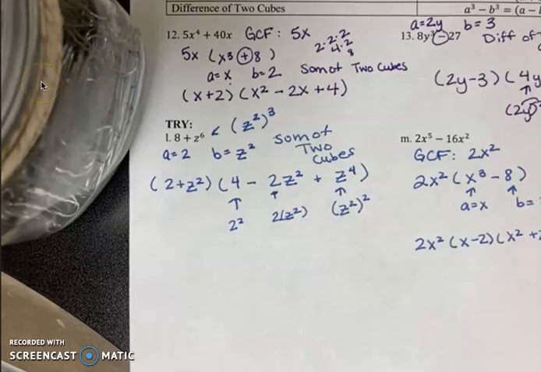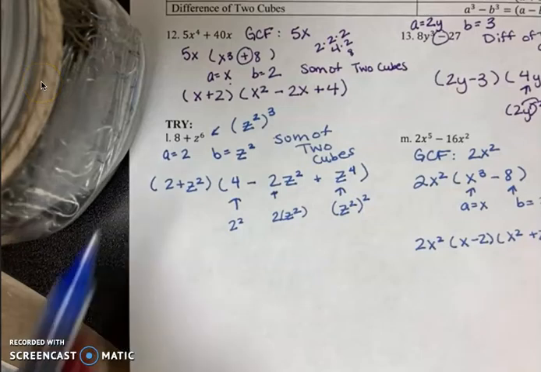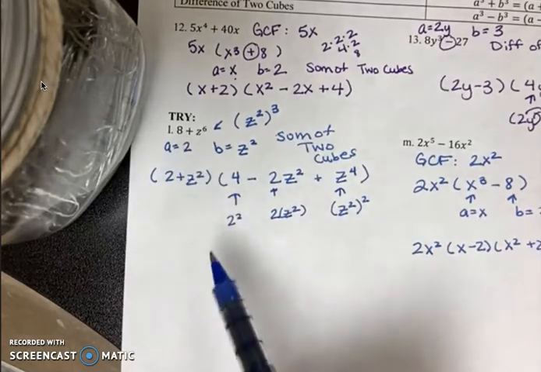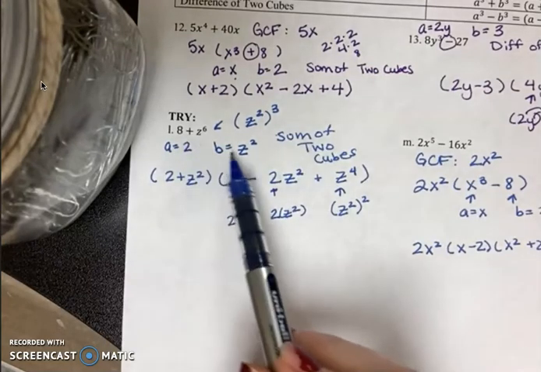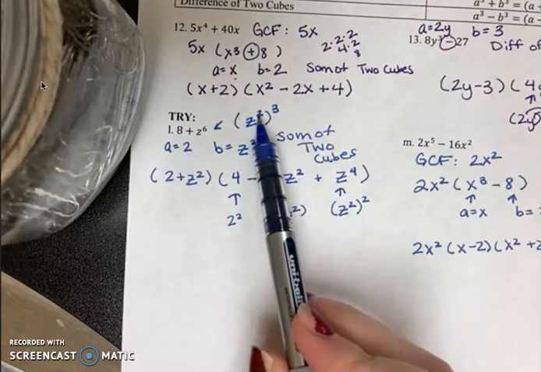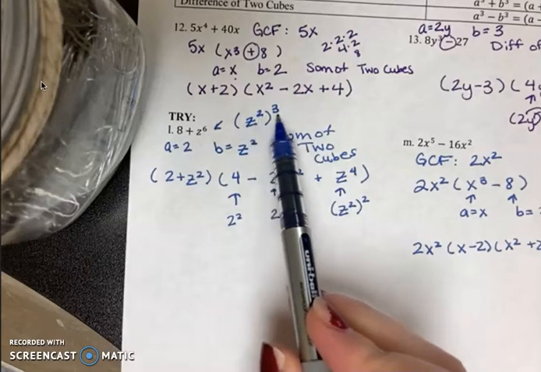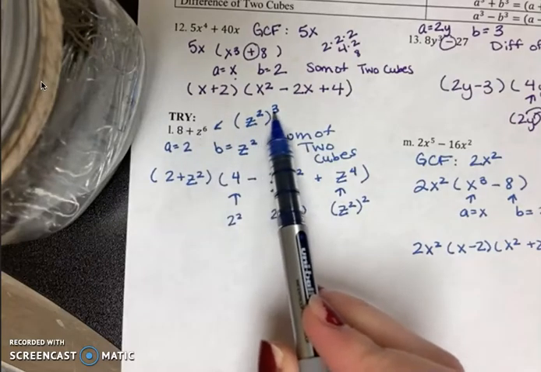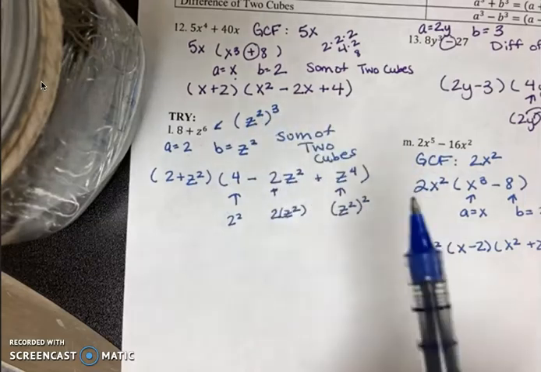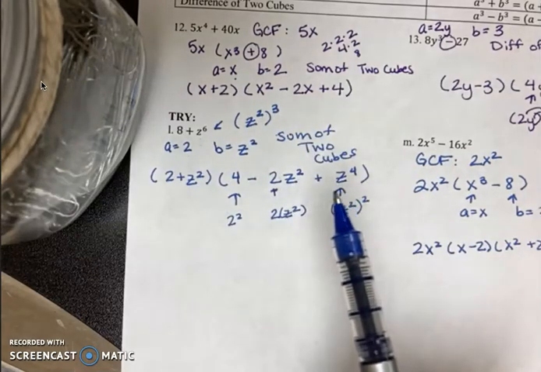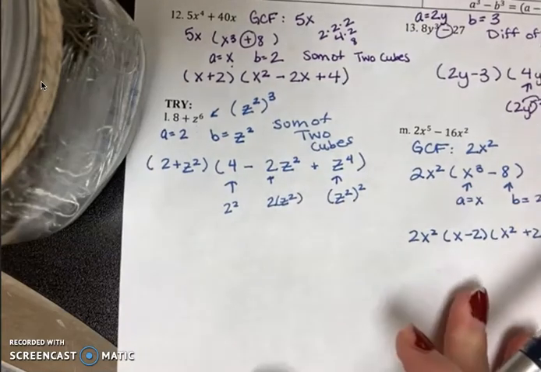Letter L was a challenge problem, if you didn't notice. That one was a little bit more tricky because A was 2, that one was easy, but B would have been Z squared, because Z squared being cubed would give me Z to the 6th power. When we have a power to a power like this, we multiply. This is an Algebra 1 rule that you may or may not have forgotten, and we're going to see that later in the school year as well.